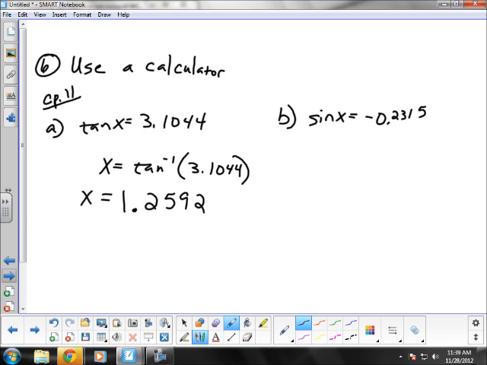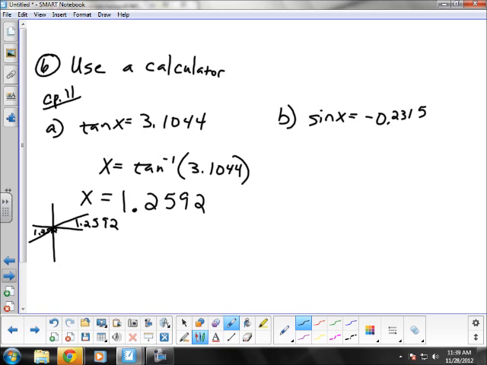All right. So I've got the same problem. I've got this angle 1.2592. I need, where's the other quadrant where the tangent's positive? So it's here, quadrant 3. And my reference angle is that angle I got out of the first quadrant. So how do I find the real angle?